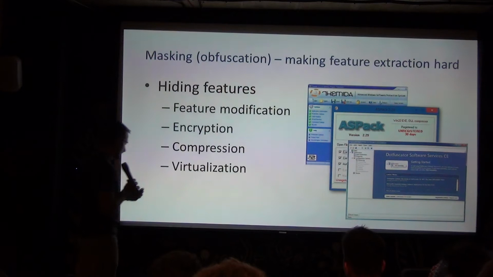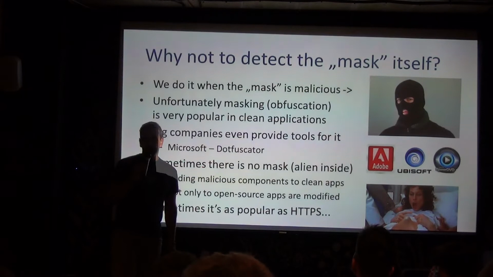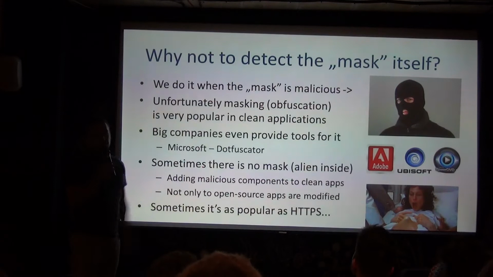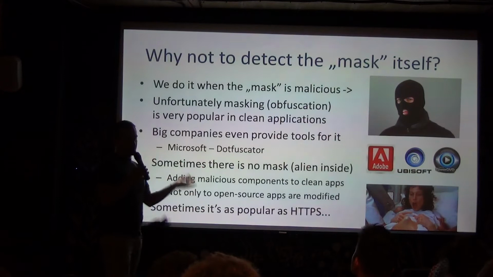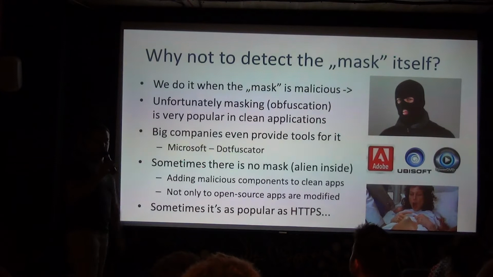Okay, so the question may be, if something is masked, like we have a terrorist, right? Why not detect and block it? We cannot, in many cases, because such kind of packed samples are super popular. For example, games from Ubisoft use a variant of the VMProtect tool, and basically if we detect all the VM protected files, we would detect all the games. If you look at Adobe, PowerDVD, basically all those known good applications use some kind of protection against reverse engineering.